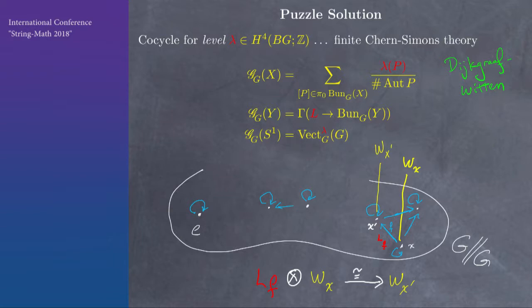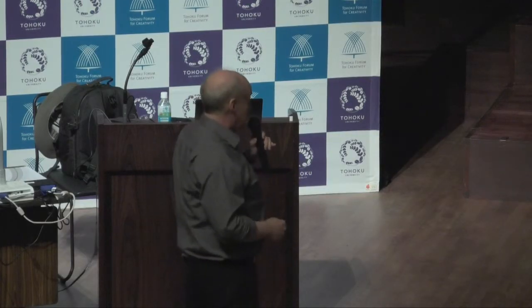And what do we get on the circle? Well, this groupoid gets a central extension in the sense that there's a line attached to every arrow in the groupoid, and these lines tensor when you compose the arrows.